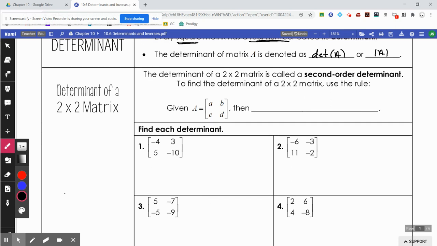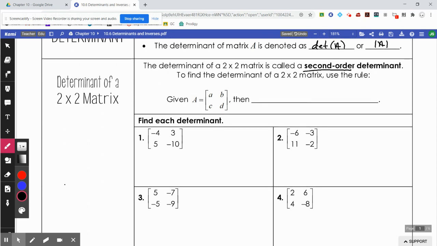Now, the actual process for finding a determinant. The determinant of a 2 by 2 matrix is super easy. The determinant of a 2 by 2 matrix is called a second order determinant because it's a 2 by 2. To find the determinant of a 2 by 2, use this rule. I always say down minus up. And what I mean by that, in order to find the determinant of this matrix, all you've got to do is multiply these two numbers. You're going to do A times D, and then you're going to multiply these two numbers, the up numbers, C times B, and then you subtract it. A times D minus C times B.